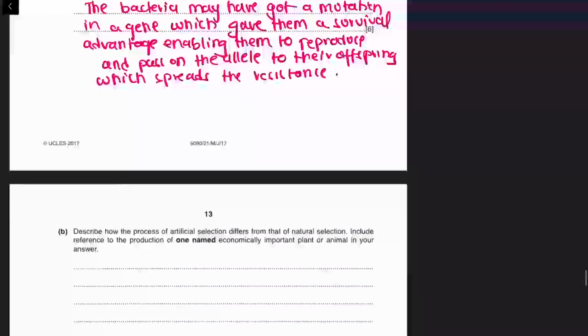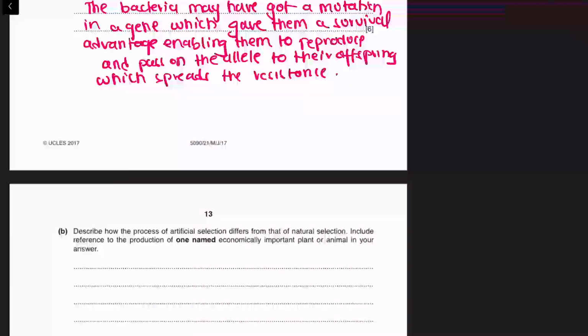Describe how the process of artificial selection differs from that of natural selection. Include reference to the production of one named economically important plant or animal in your answer. So basically, they're asking you to describe artificial selection from an example of a plant or animal that you know of. So you can talk about mangoes, right?